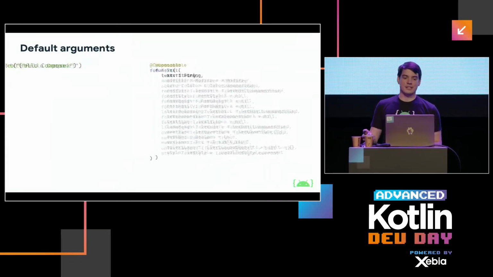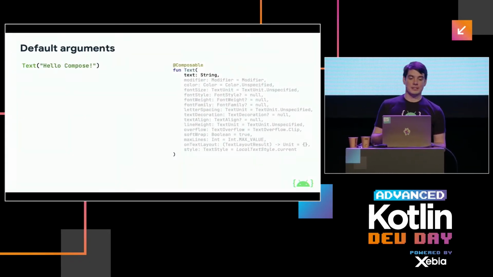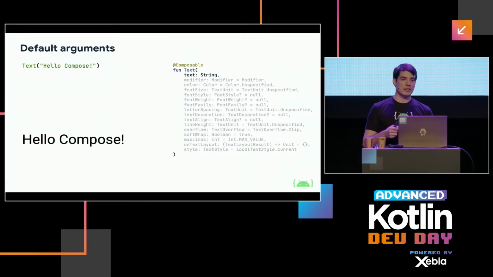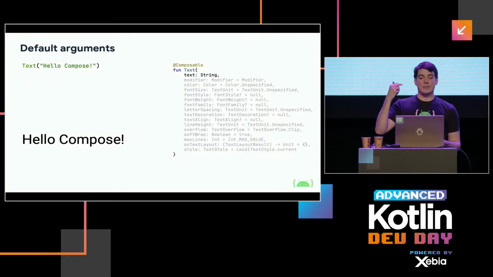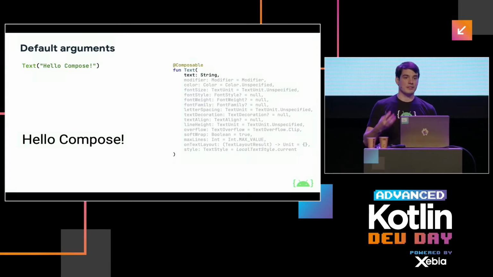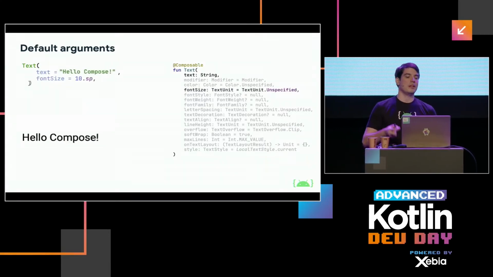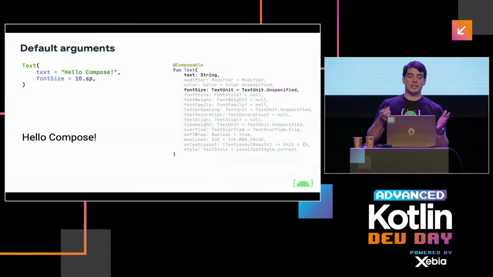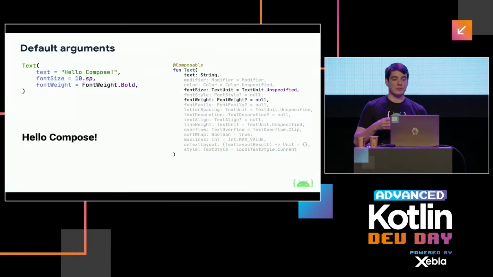So that means that you can already create a piece of text by just passing in a string to this function, and that would already display on the screen. But then you can go in and keep adding more parameters to customize how that text looks. So for example, I could also provide the font size to make this a bit smaller. I could add a weight to make it bold.